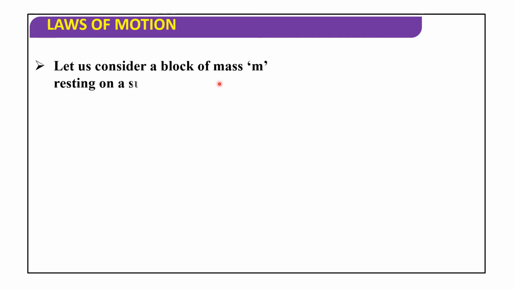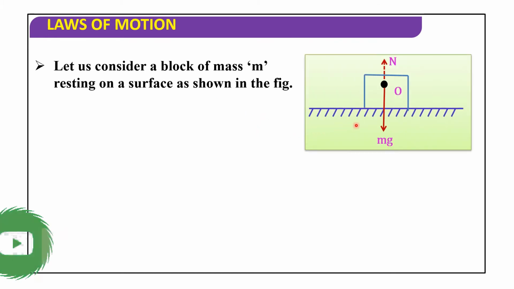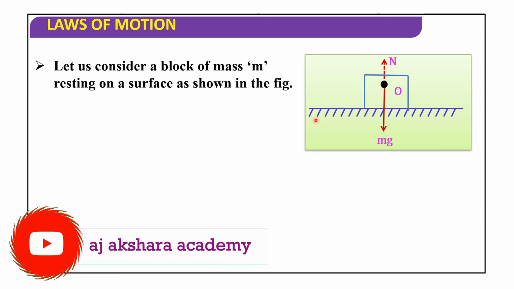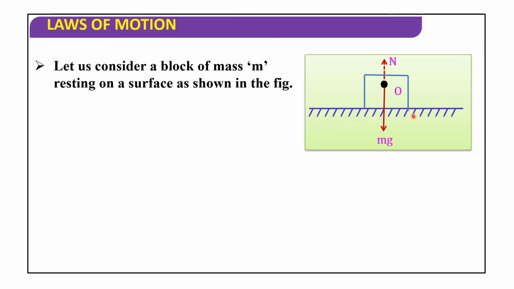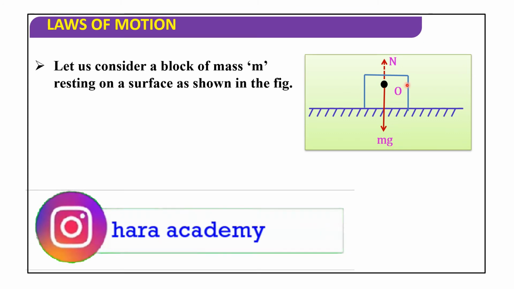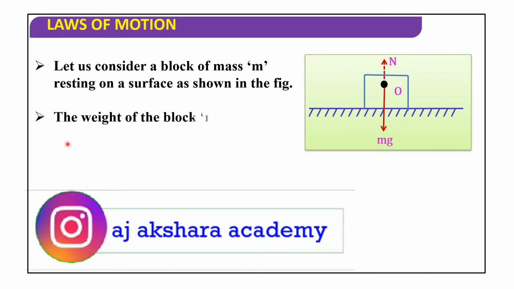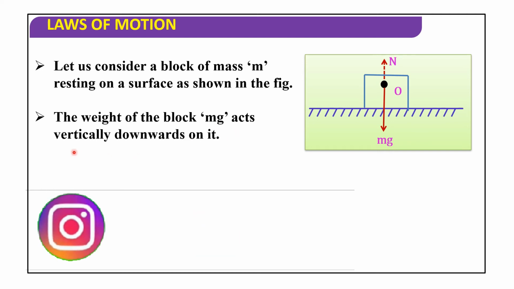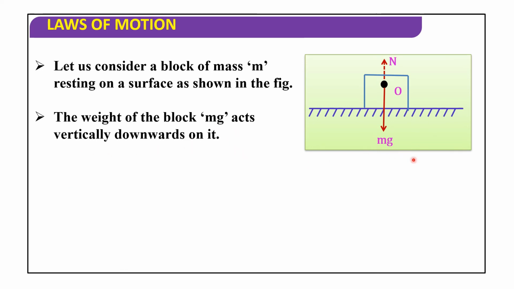So, let us consider a block of mass m resting on a surface as shown in the figure. This is a block of mass m which is placed on the horizontal rough surface. The gravitational force, that is the weight mg, acts vertically downwards, and N is normal to the surface. This is the normal reaction. The weight of the block, mg, acts vertically downwards.